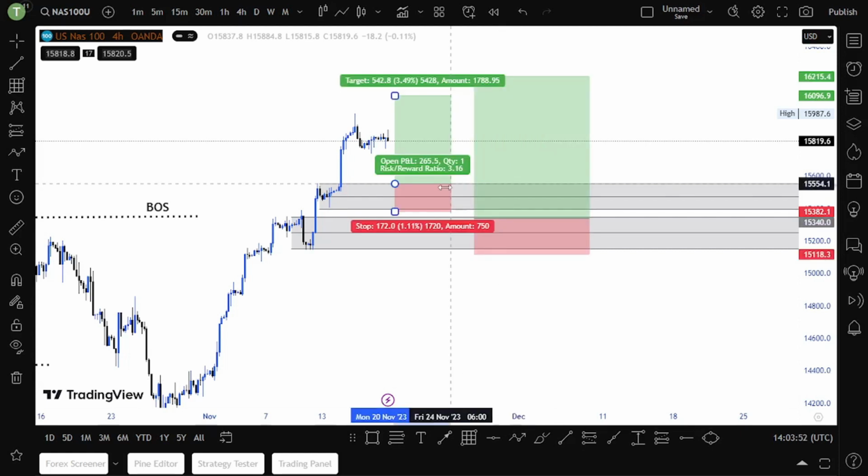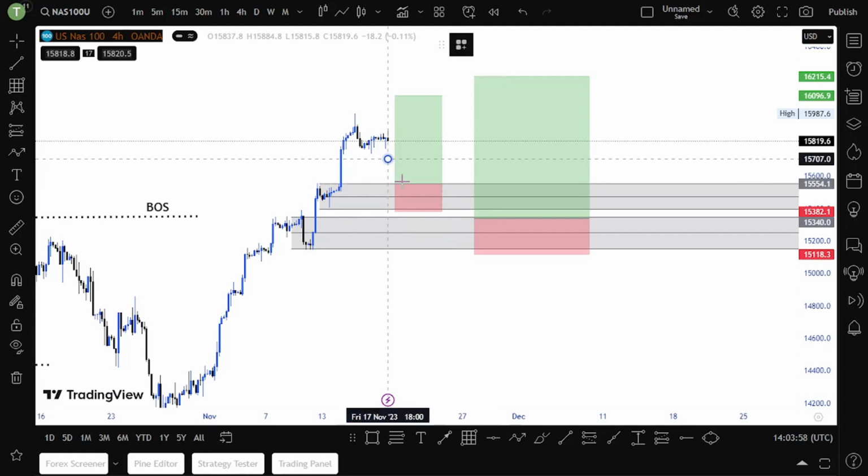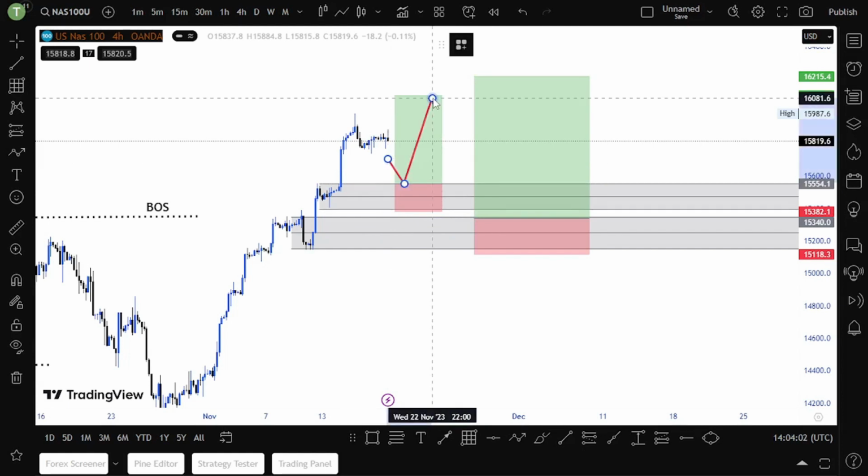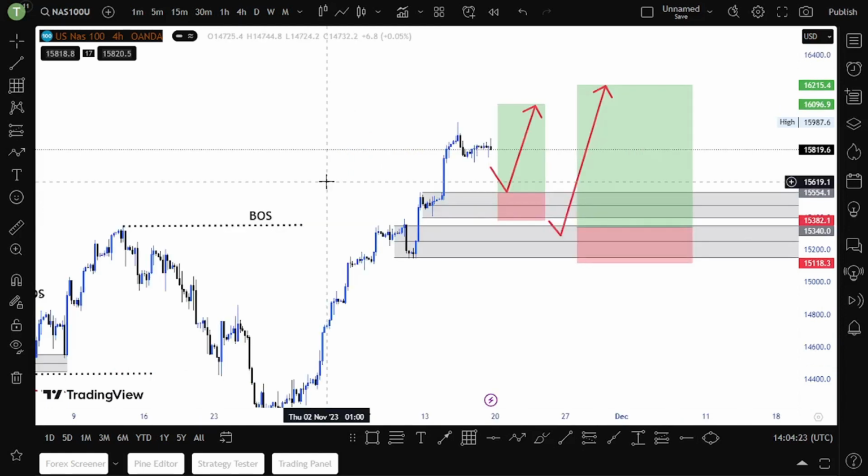So there is our first buy, and there is our second buys. So that is my view on Nasdaq, guys. As you can see, we are bullish. So the dollar is getting weak, so expect the Nasdaq to continue to the upside.